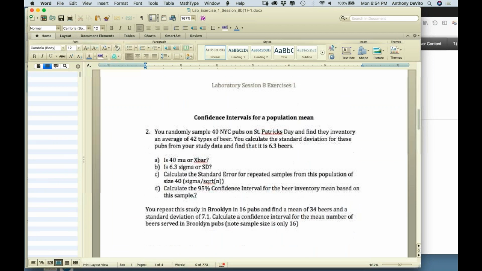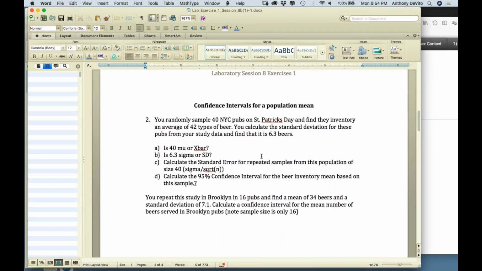Okay, let's start with the second problem here. You randomly sample 40 New York City pubs on St. Patrick's Day and find that they inventory an average of 42 types of beer. You calculate the standard deviation for these pubs from your study data and find it to be 6.3 beers. So what's our mean here? What's x bar here?